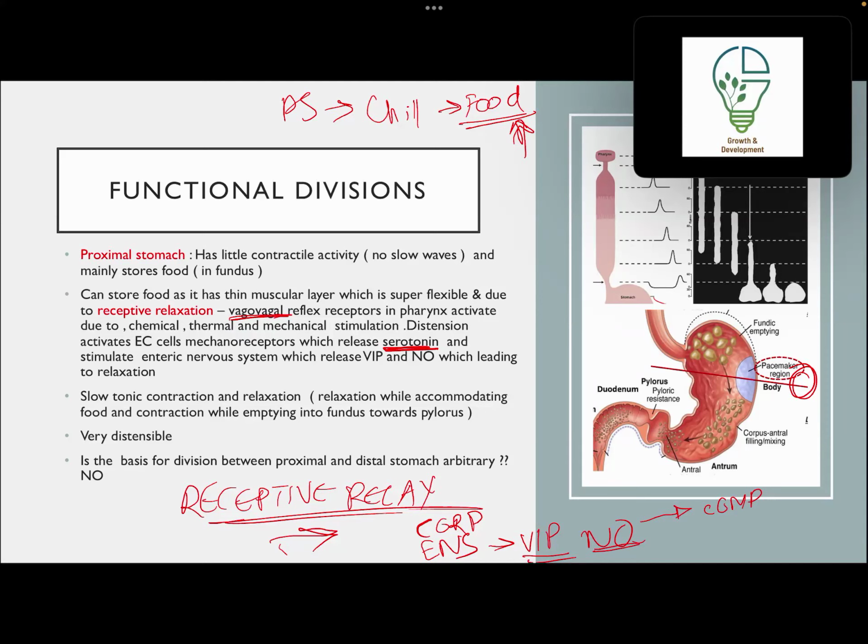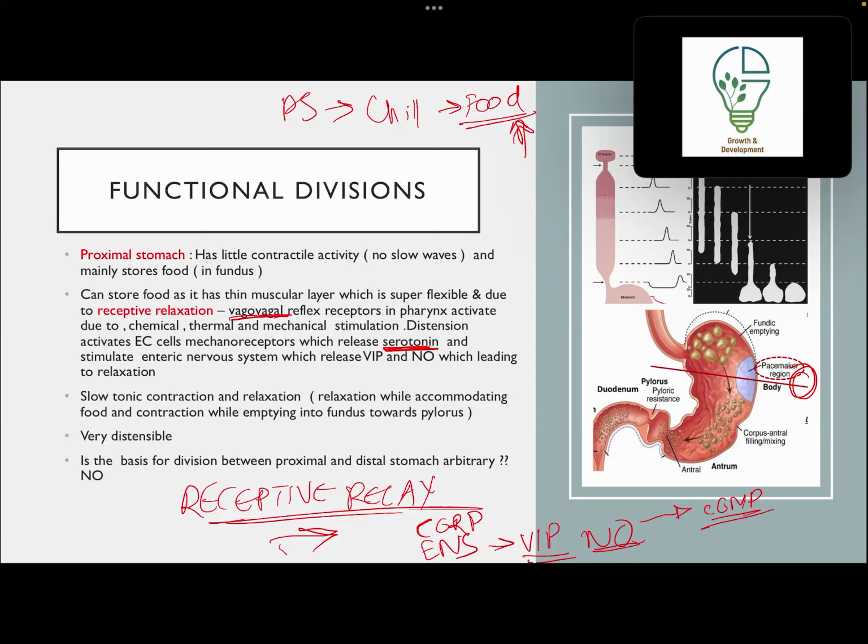When the serotonin is released due to the mechanoreceptors activating the enterochromaffin cells, you have stimulation of the enteric nervous system. This leads to release of VIP and NO. NO uses the cGMP pathway, and vasoactive intestinal peptide, like it's in the name, causes vasodilation, so dilation of the muscle. So both of these things together lead to relaxation and dilation of the muscle.